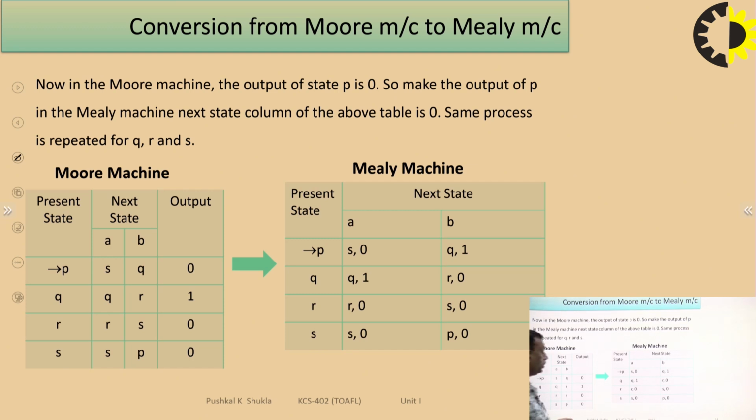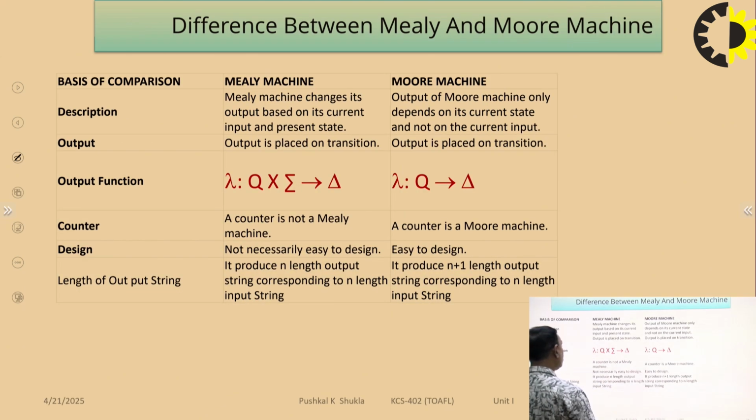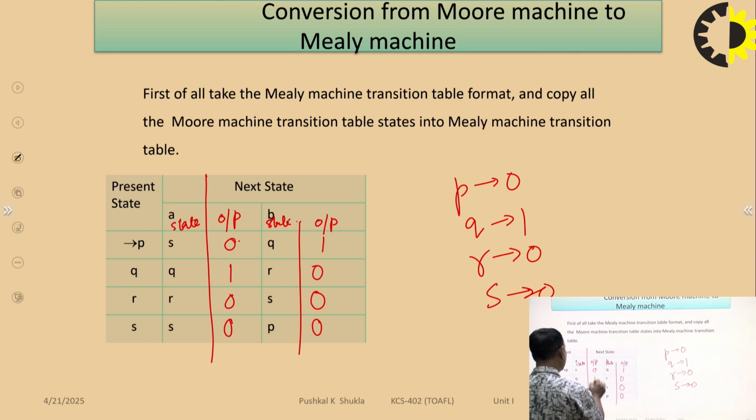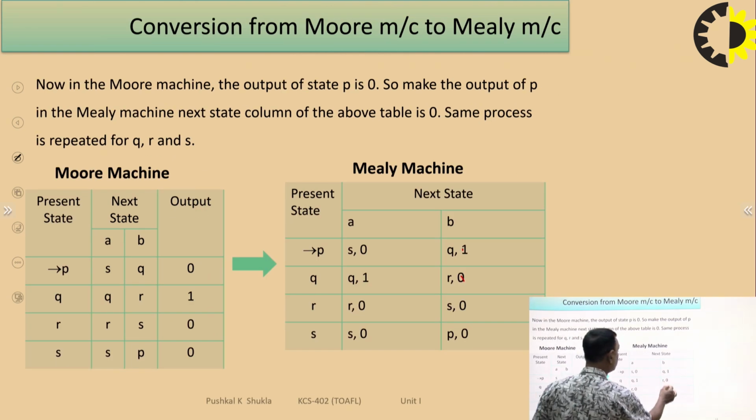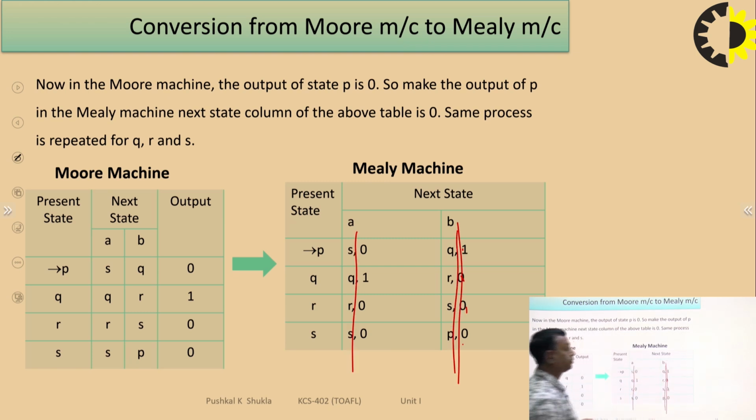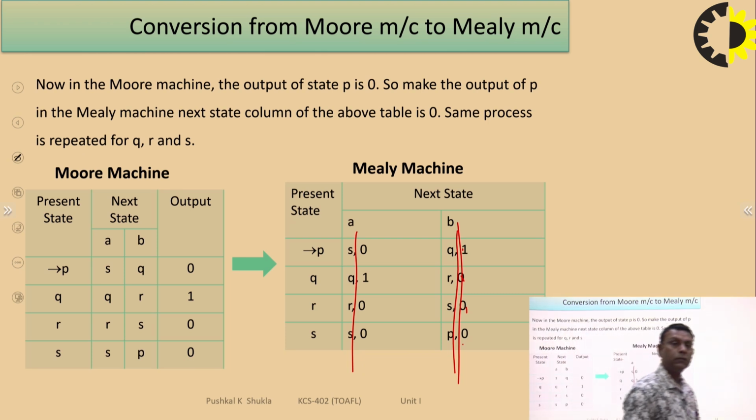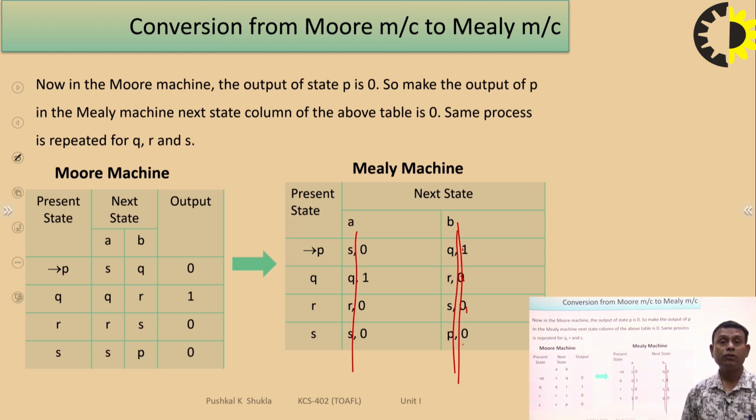So this is actually 0 1 0 0, and 1 0 0 0. By this way we convert it. So here we see a conversion from Moore machine to Mealy machine and a Mealy machine to a Moore machine.